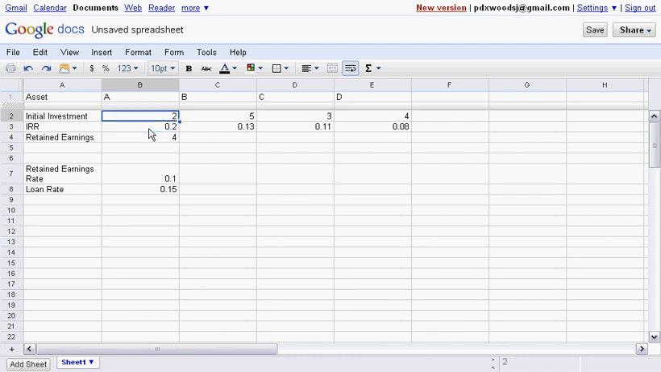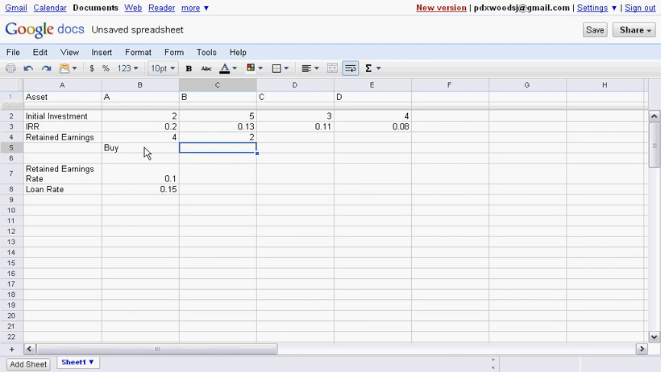Asset A only costs 2, so we know that we can fully fund it out of retained earnings because we still have $4 worth. So what we're doing is we're comparing the internal rate of return on this asset, which is 20%, with the retained earning rate, which is 10%. We see that the internal rate of return is larger. So this asset, we are supposed to buy it. And when we buy it, we use up $2 of our retained earnings, so we've got $2 left over.